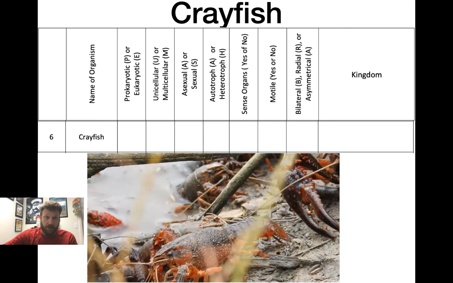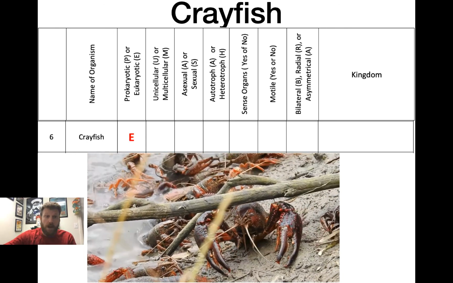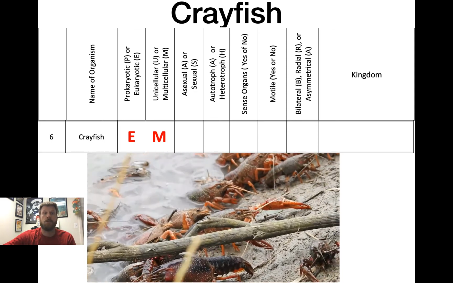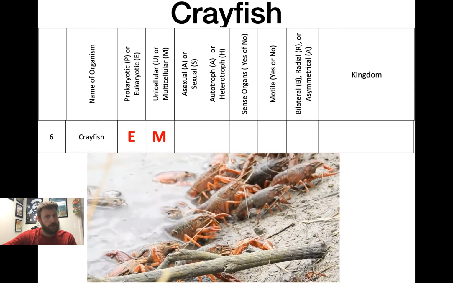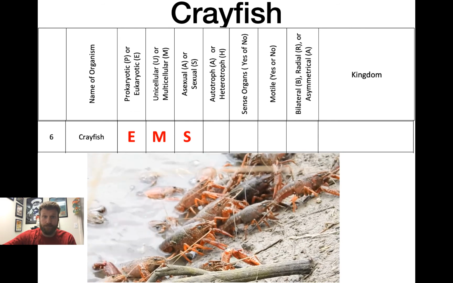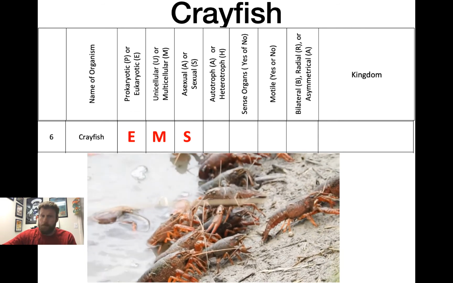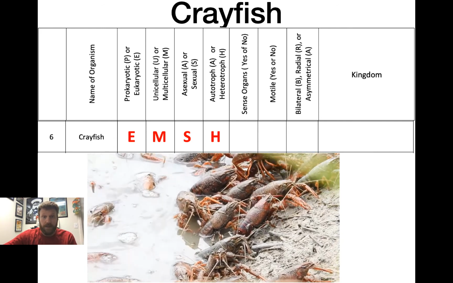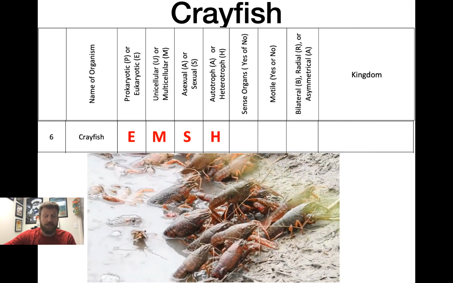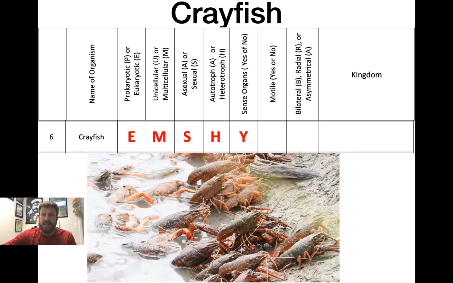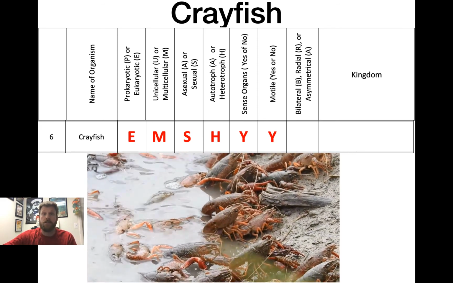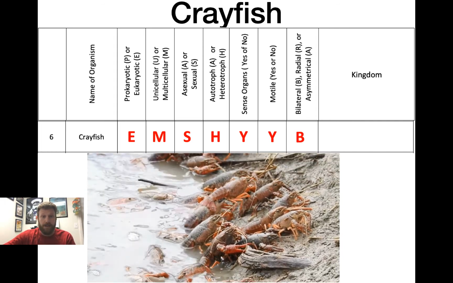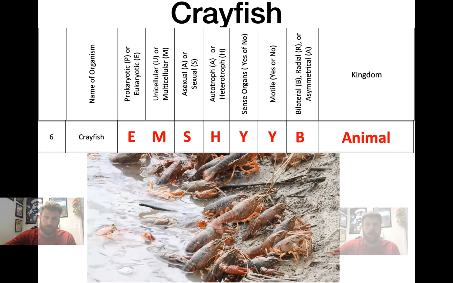A crayfish. Crayfish have cells that do have a nucleus, so they are eukaryotic. There's lots of cells in that crayfish, so multicellular. Crayfish will reproduce sexually. They will not produce their own food. They have to eat their food, so they are heterotrophs. They can sense their surroundings. They have a nervous system, so they have sense organs. You can see them moving around there, so they are motile. They would have bilateral symmetry, and they are animals.